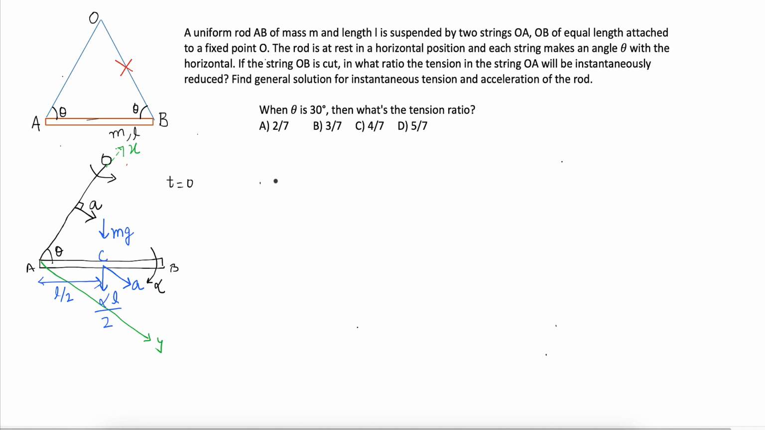But before we move on to write equations, let's understand one key point here. That at t equal to 0, instantaneously there is an acceleration alpha and also acceleration A. But there is no velocity or angular velocity in the system. And this is the key point to understand here.